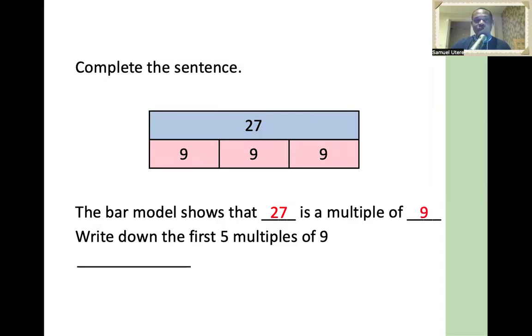I want you to write down the first 5 multiples of 9. It's another way of asking you to write the 9 times table, but to write the first 5 numbers in the 9 times table. All right, assuming you've done that, here are the answers. Okay, you get the idea.